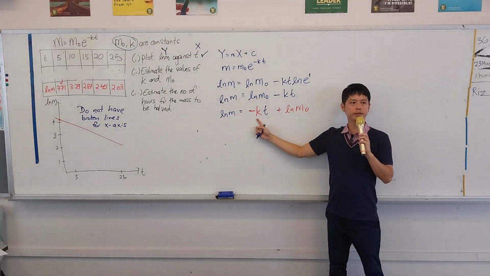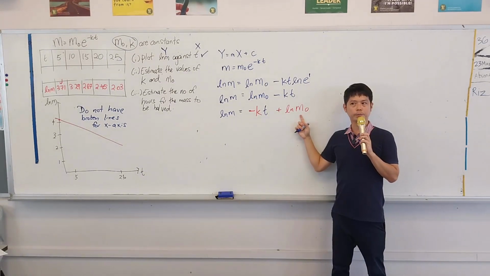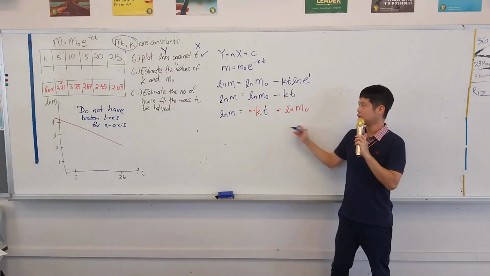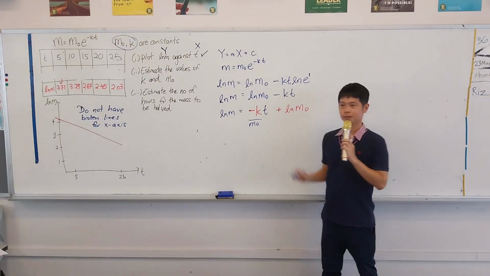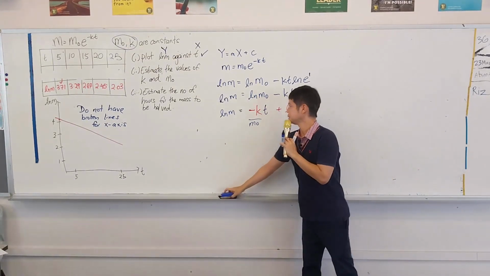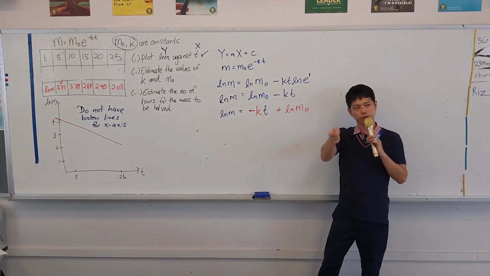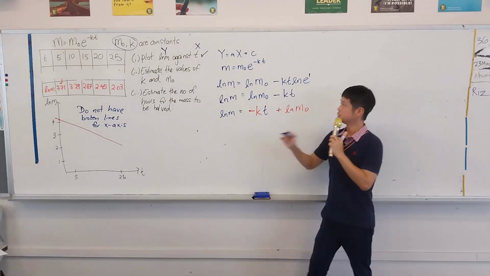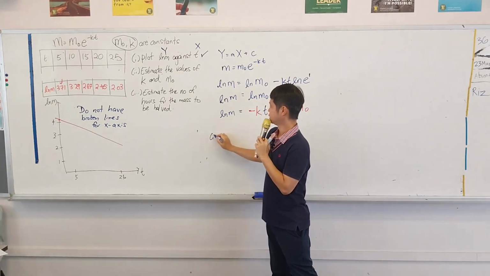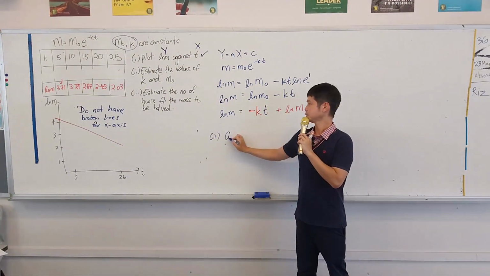Yes, k will be part of the gradient, and m0 will be part of the y-intercept. Now, if the question is like this, you can still find the gradient and y-intercept. Don't care what this looks like. You always find the gradient, you always find the y-intercept. So the next part of the question is always finding the gradient and the y-intercept.